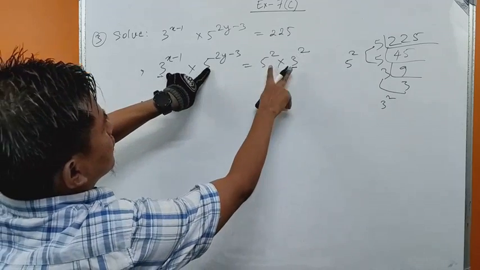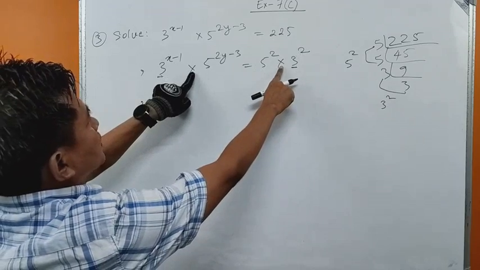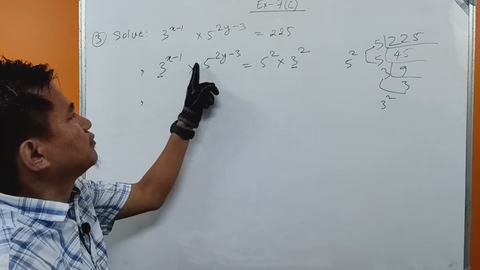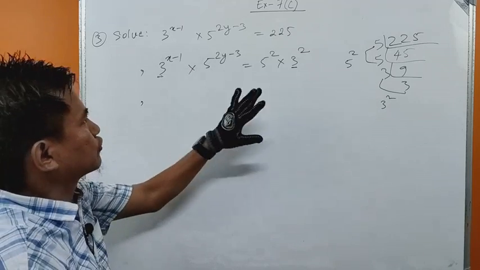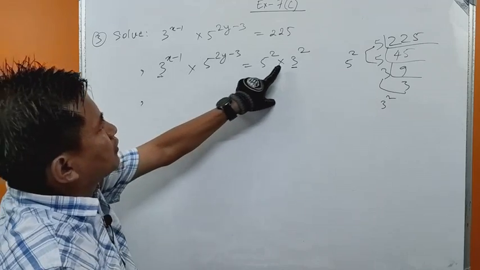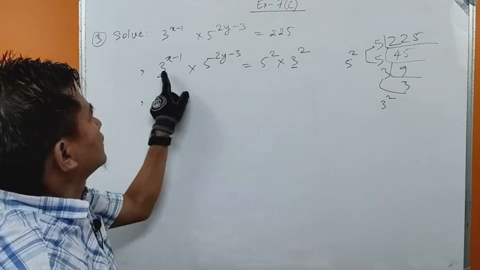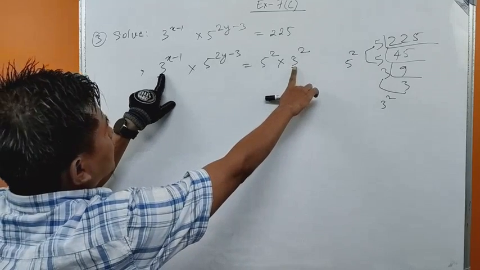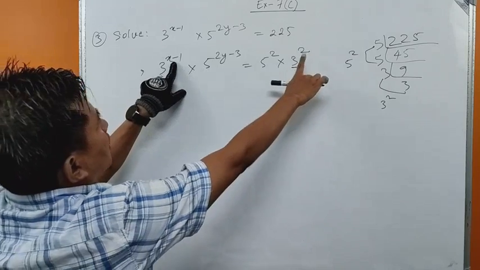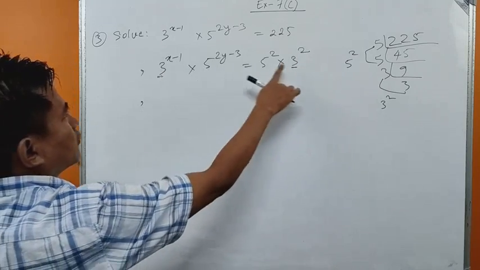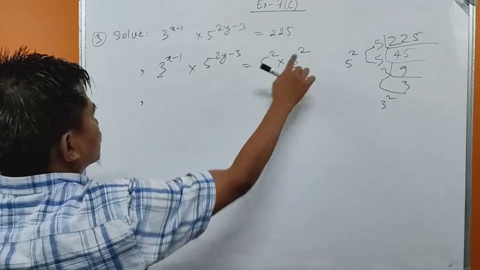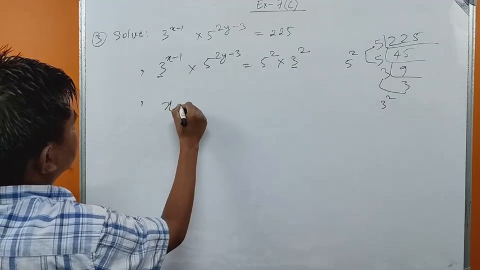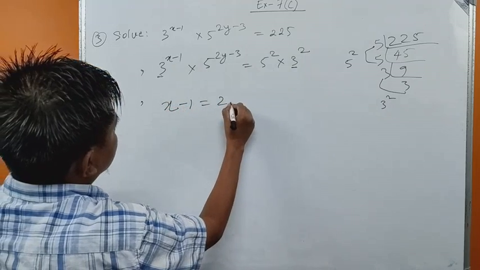Okay, we must see this also. If there is plus sign or minus sign in between the two numbers, we cannot apply this rule. Since there is into sign in between these two numbers, we can equate these bases. 3 and 3, these two bases are equal, so their powers will be equal. So x minus 1 equals 2.